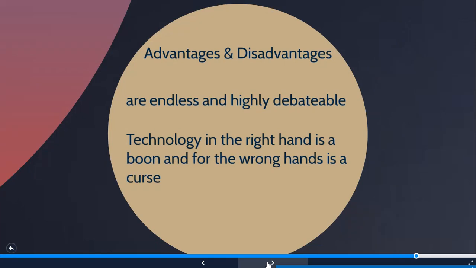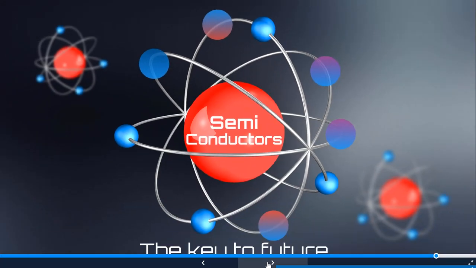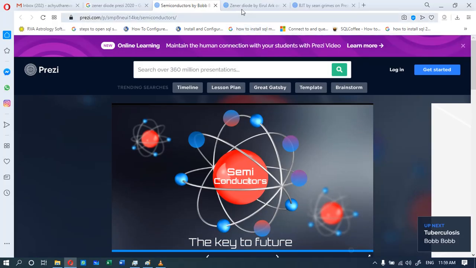What are the advantages and disadvantages? There are endless advantages. And what are the disadvantages? The only disadvantage is if they land up in the wrong hands. That is the only disadvantage we have as far as today's technology is concerned. So this is about semiconductors in general.